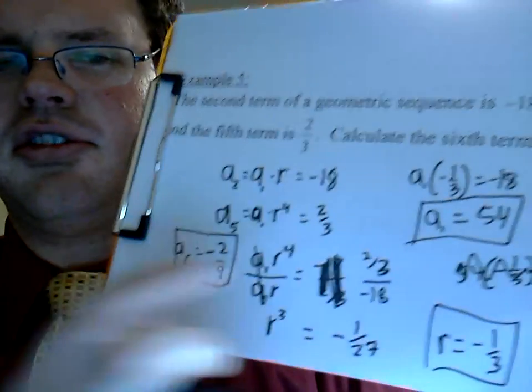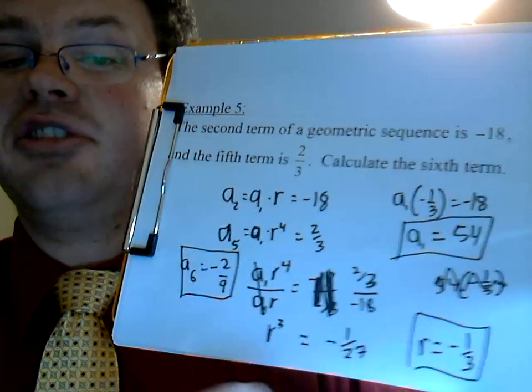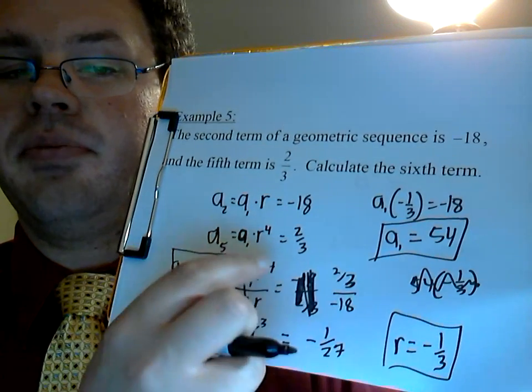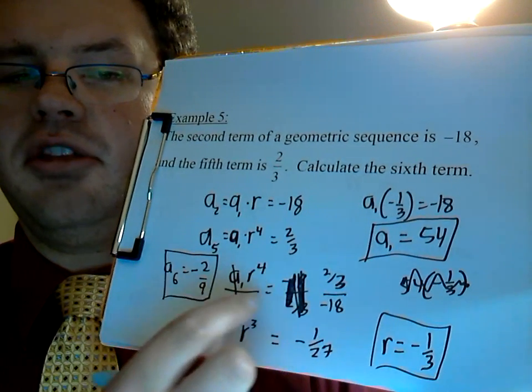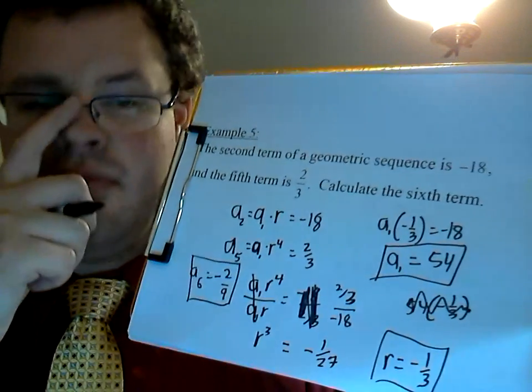Does that make sense? Because we know what a5 is, 2/3. We know that to get to the next term, you always multiply by -1/3. So 2/3 times -1/3 gives you -2/9. Cool. Alright, I'm going to pause here.